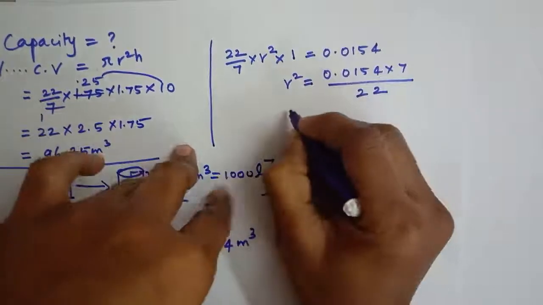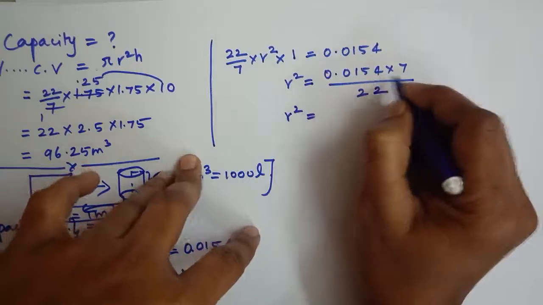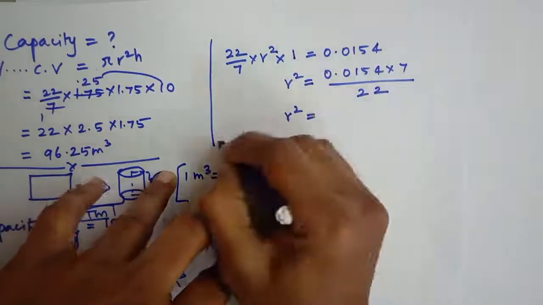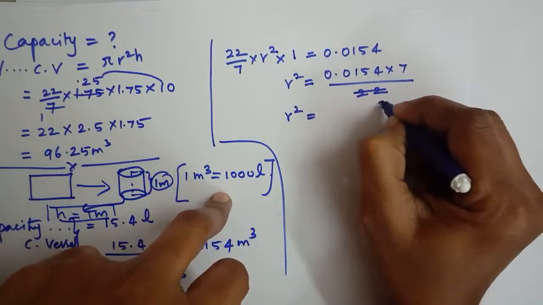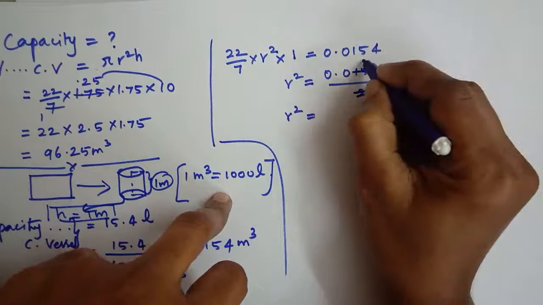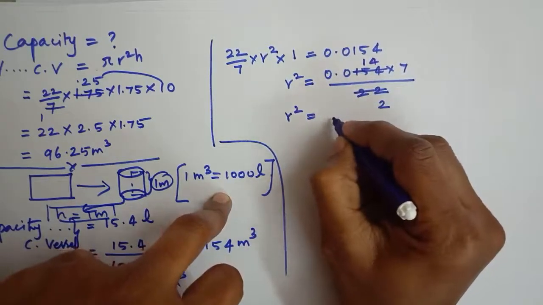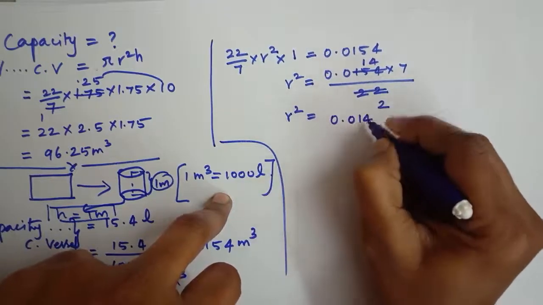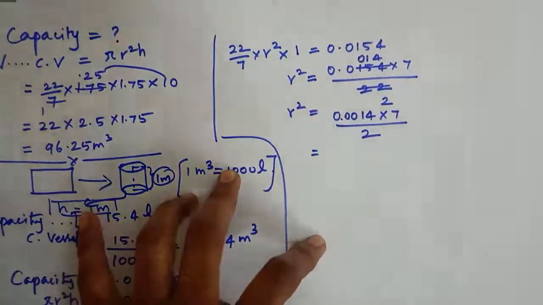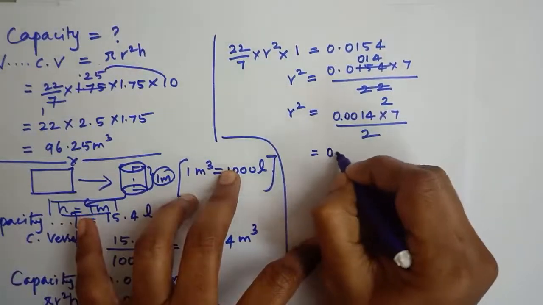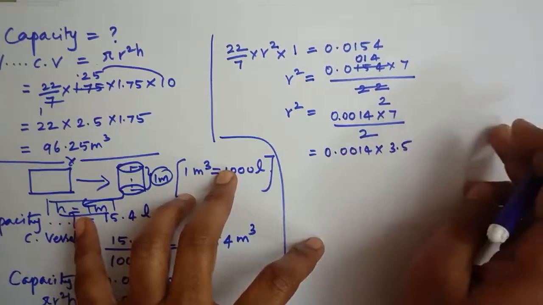Is it clear? Then r squared, first we should simplify it. Students listen here. 2 11s are 22. Here 1 11s are 11, 44 4. So 0.0014 into 7 divided by 2. Now 0.0014 into 7 by 2, and 7 by 2 is 3.5.